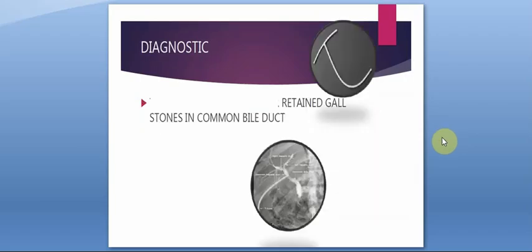Next is diagnostic. Diagnostic means again for finding out, for diagnosis purposes. For example, if the patient is having any renal stones, at that time also we can use a drain. We can find out what is present inside the tissue. To find out what is present inside the tissue, you can use a drain. Here, most of the time, whenever there are any retained gallstones or biliary stones present, we usually will use drains.